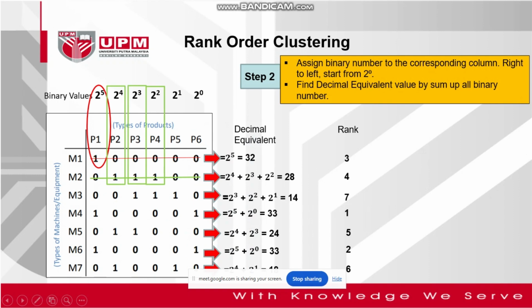The decimal equivalent of 2 power 5 is 32. We go to the next machine, M2. For M2, we have the value 1 for part 2, part 3, and part 4. So we calculate 2 power 4, plus 2 power 3, plus 2 power 2. We sum all the values and get 28. Once all decimal equivalents are calculated, we rank the machines from the highest to the lowest value. The highest value is ranked first.